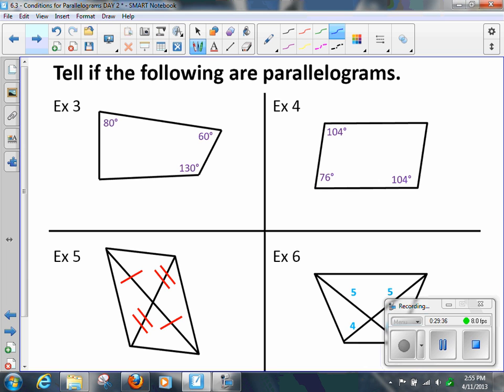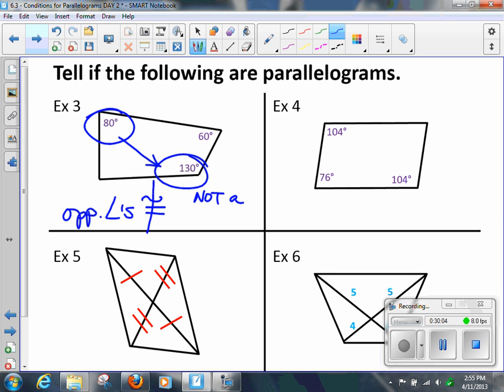Chase, what do you think about example 3? Why not? Because these opposite angles are not congruent. And the consecutive angles do not equal 180. They actually equal 140 and 190. That's not cool, right? So is that a parallelogram? Not a parallelogram.